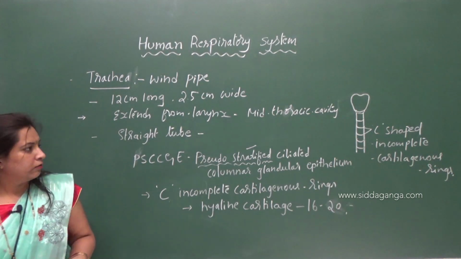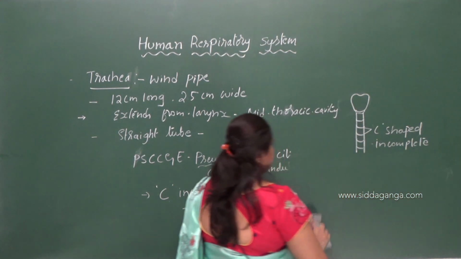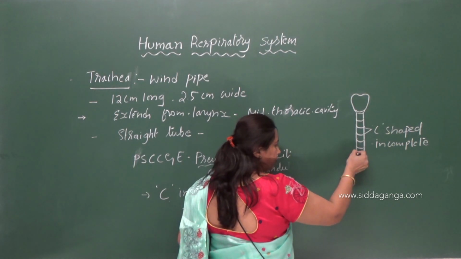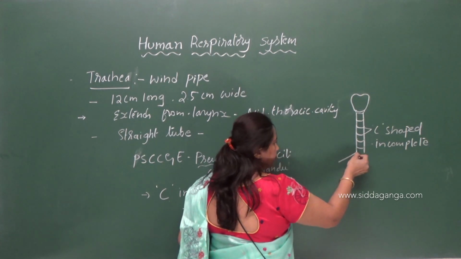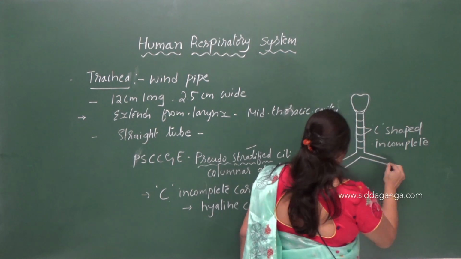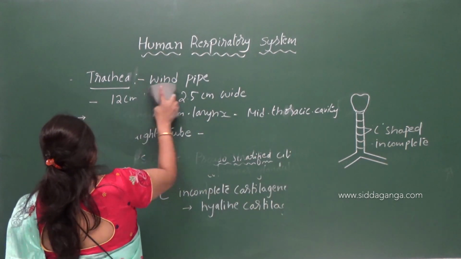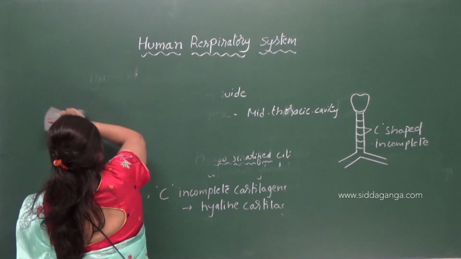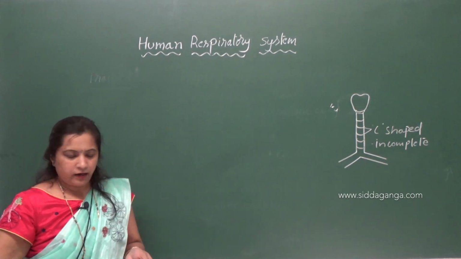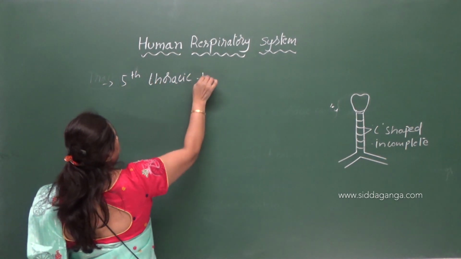Now the trachea, when it comes to the mid thoracic cavity, at the level of the fifth thoracic vertebra, it divides into branches, like this.